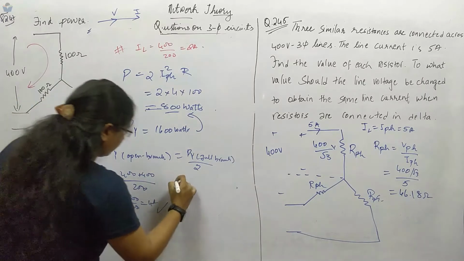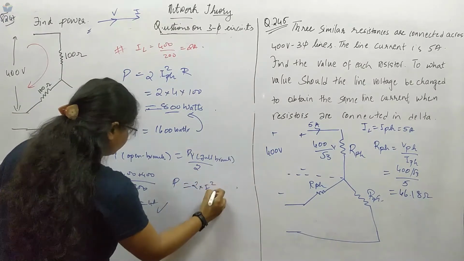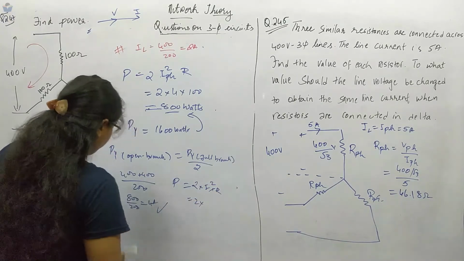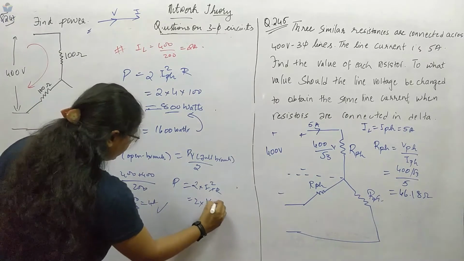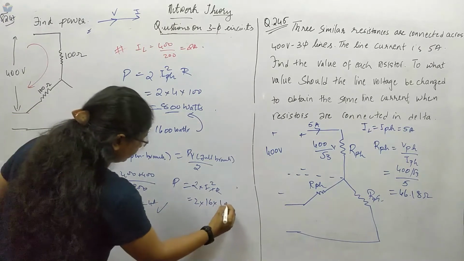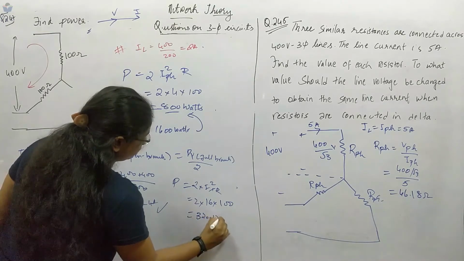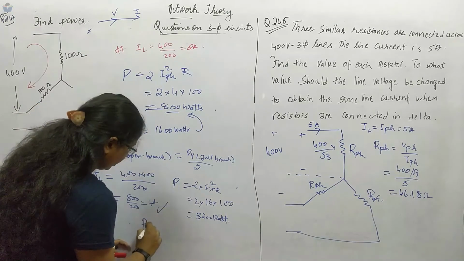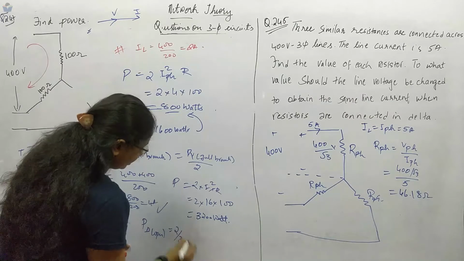So next we will apply the formula for this one. 2 times of I square into R. How much is the I square? Here we have got 16. 16 into R is 100. 1600 into 2 will get 3200 watts.